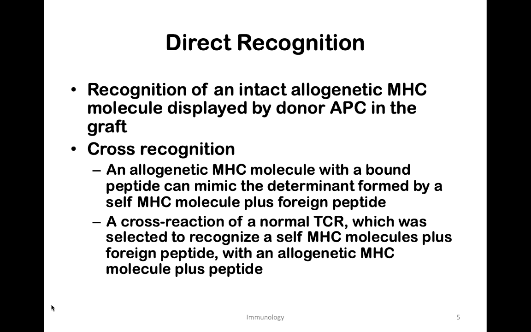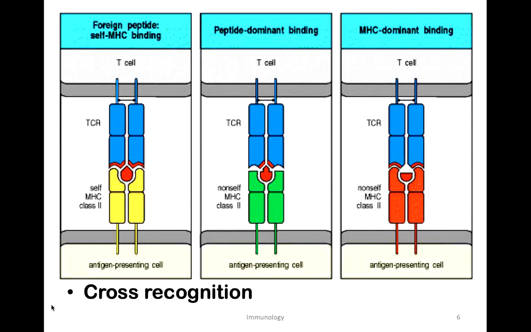That means an allogeneic MHC molecule with a bound peptide can mimic the determinant formed by a self MHC molecule plus foreign peptide. A normal TCR which was selected to recognize a self MHC molecule plus foreign peptide can cross-react with an allogeneic MHC molecule plus peptide. So this type of recognition can also occur.